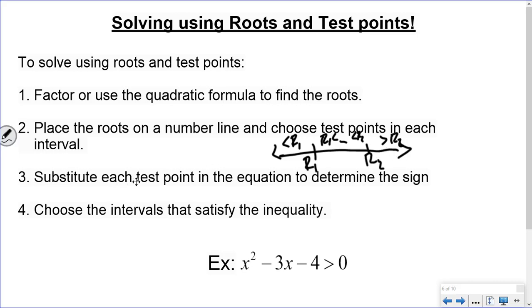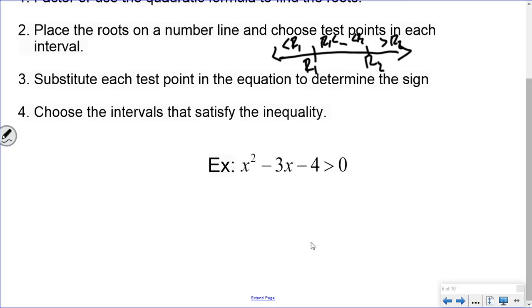And then we're going to substitute each test point into our equation to say, okay, is this greater than 0 or is this less than 0? So, for example, again, if we go back to the one we talked about originally, let's take a look at this one and let's factor it, right? So we have x minus 4, x plus 1, right? So my roots are x is equal to 4 and x is equal to negative 1.